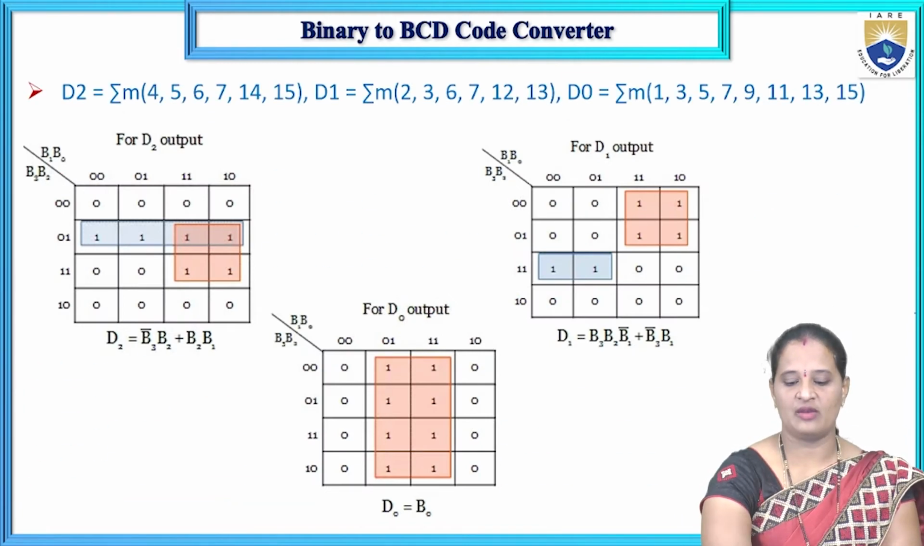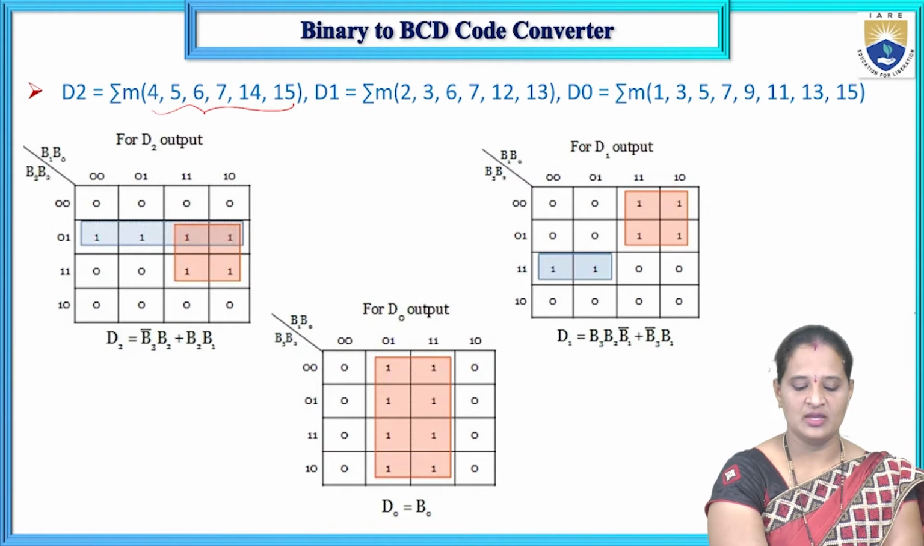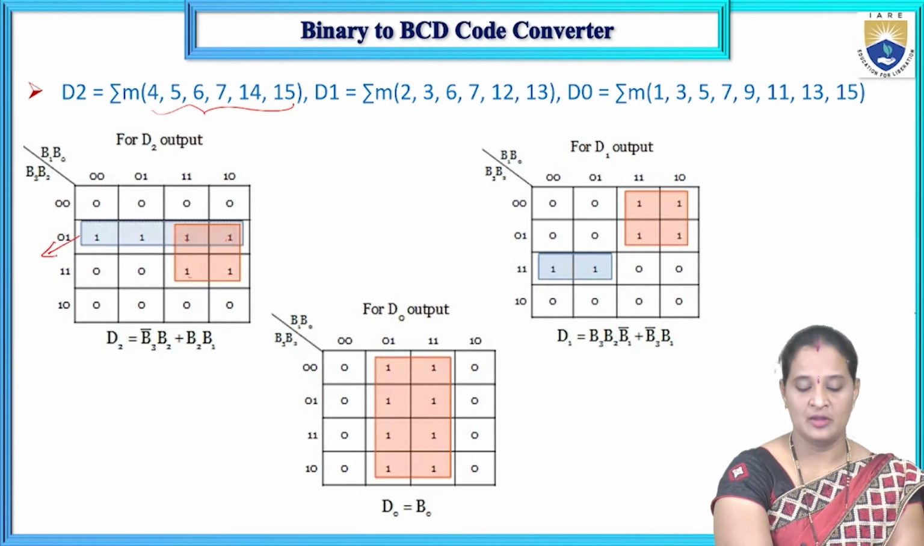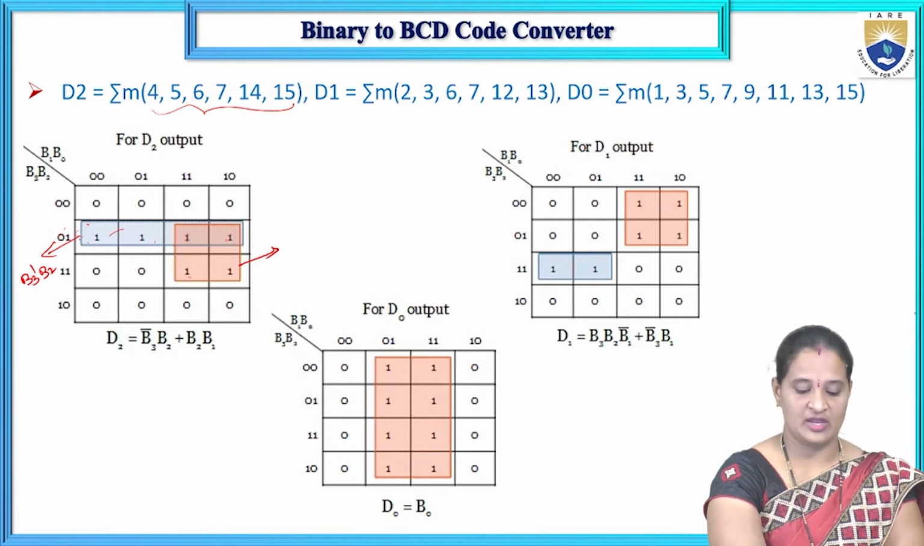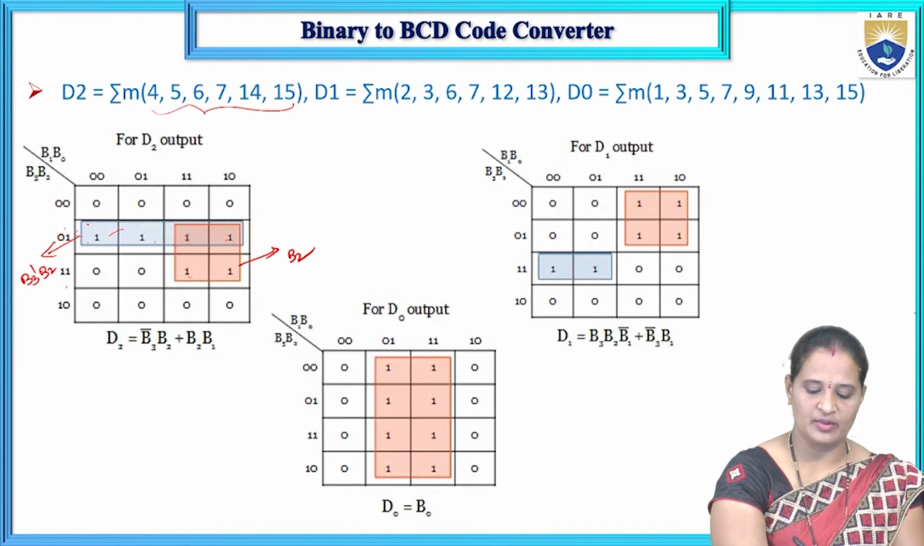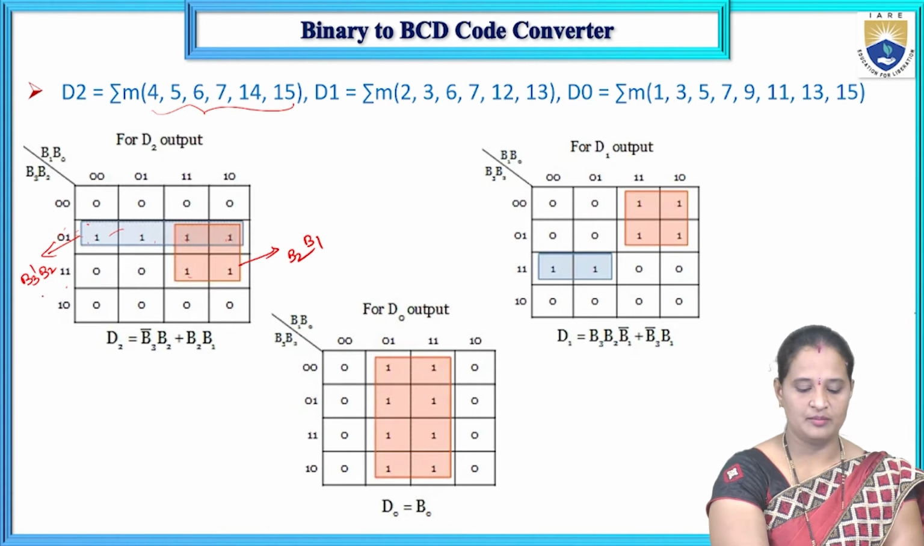Similarly, you can find out the equation for D2, where the D2 function is becoming equal to 1 for 4, 5, 6, 7, 14, 15. Now I can form 2 quads here. This quad can be written as B3 bar B2 because B3 value is 0 and B2 value is 1, whereas B1, B0 are varying for all these 4 cells, so eliminate B1, B0. And for this one, these 2 are the rows here. So B3 value is varying, eliminate B3, where B2 is common and B1 value is also common. So B2 B1 plus B3 bar B2.